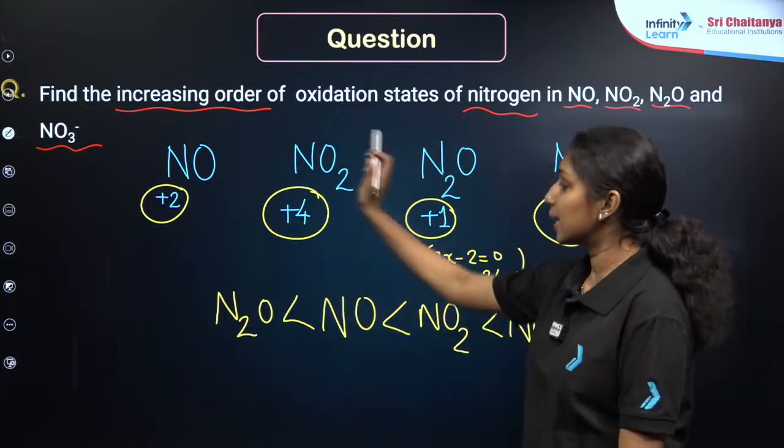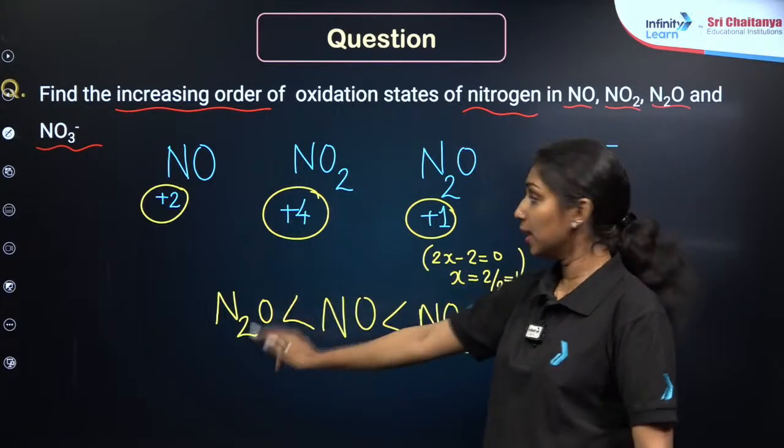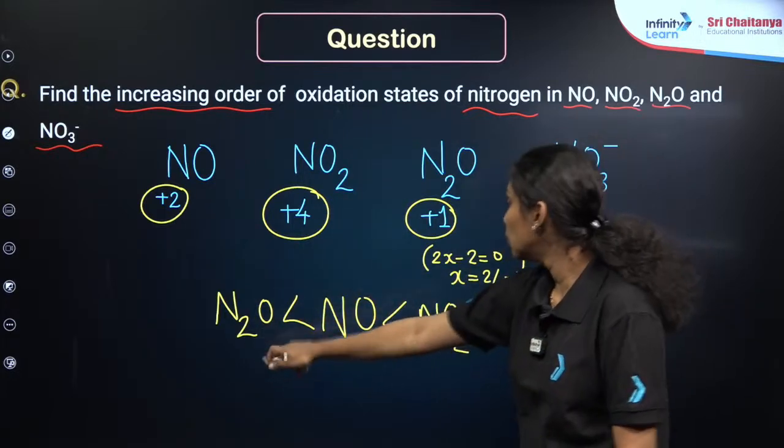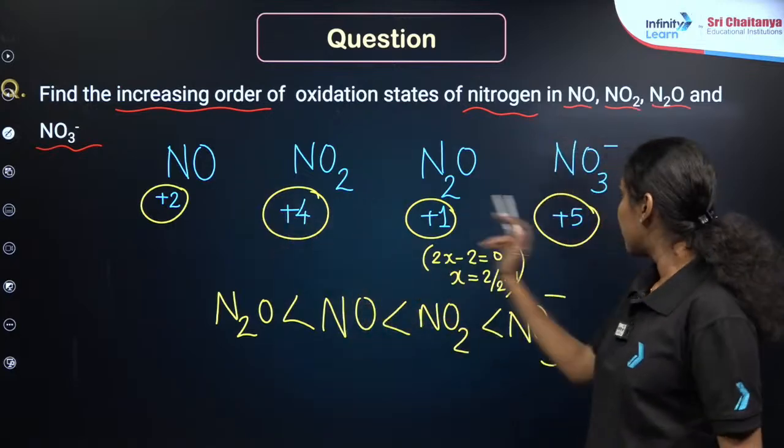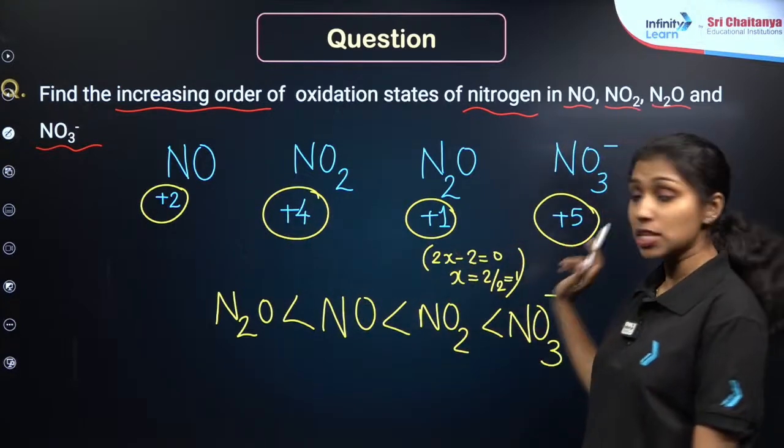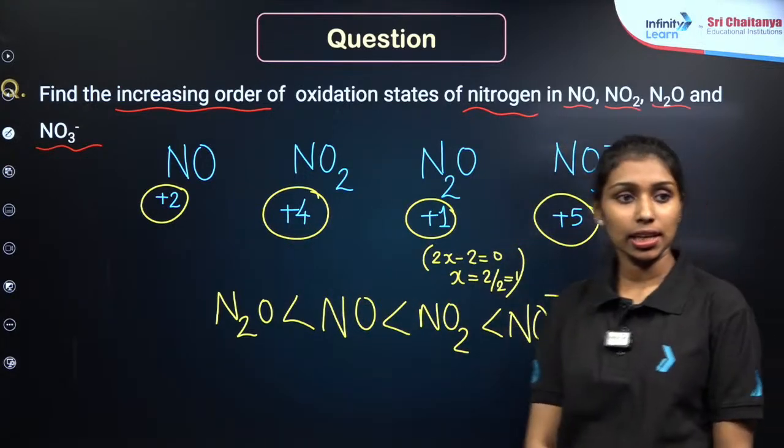We have to find out the increasing order. So we have to start from the least one, that is +1 N2O, then +2 NO, then +4 NO2, then the last one +5 NO3 minus. Is it clear?